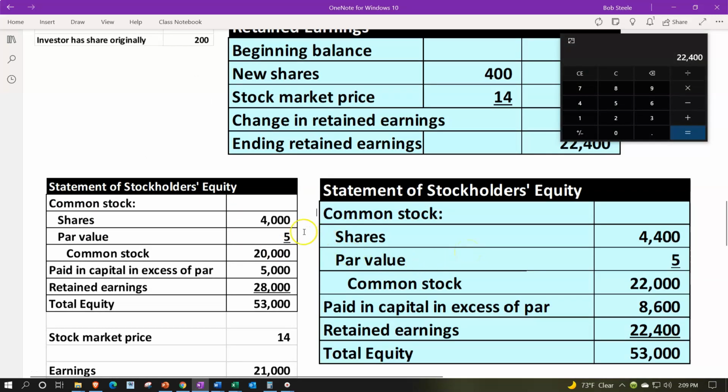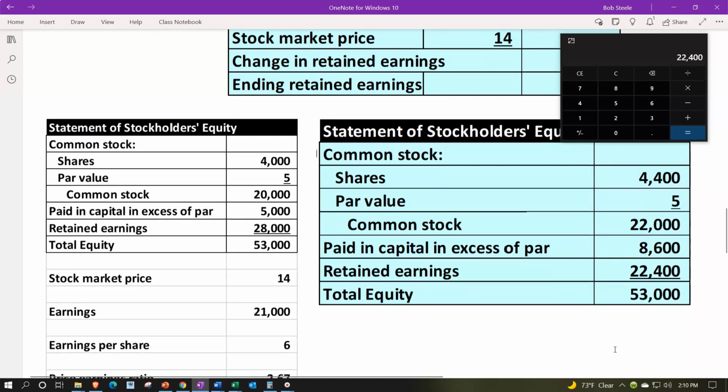Okay, so let's go on down and say, well, the statement of stockholders' equity, if we do a side-by-side here, then we've got the 4,000 changed to 4,400. Par value did not change. That's the one thing that didn't change, and that's one thing that does change in a split situation as opposed to a stock dividend. The common stock did change, and then we've got the paid-in capital had an adjustment, and the retained earnings has gone down. Even though all those numbers changed, bottom line, the ending number stays the same on the total capital.